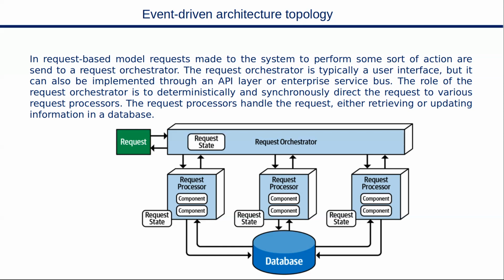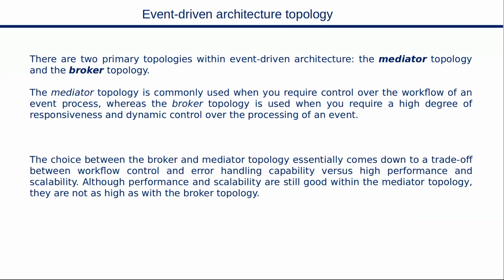Now let's take a look into the topology of event-driven architecture style. There are two primary topologies within event-driven architecture. The first is called the Mediator topology. The second is the broker topology. These are two different topologies, Mediator and broker.